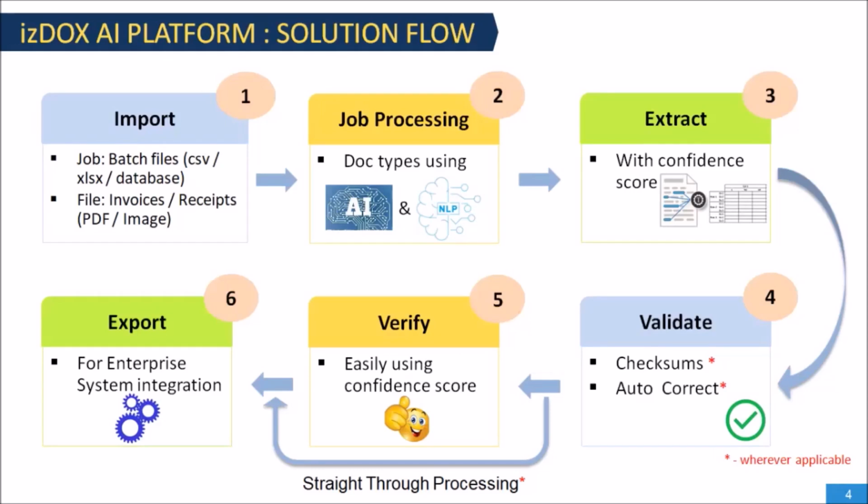The data extracted with a high confidence score is considered for straight-through processing. For the data extracted with low confidence score, at step number 5, for the first time human in the loop comes into the picture. EasyDocs user interface makes verification easy due to color coding based on the confidence score. Final data is then exported to the core business system for payment.